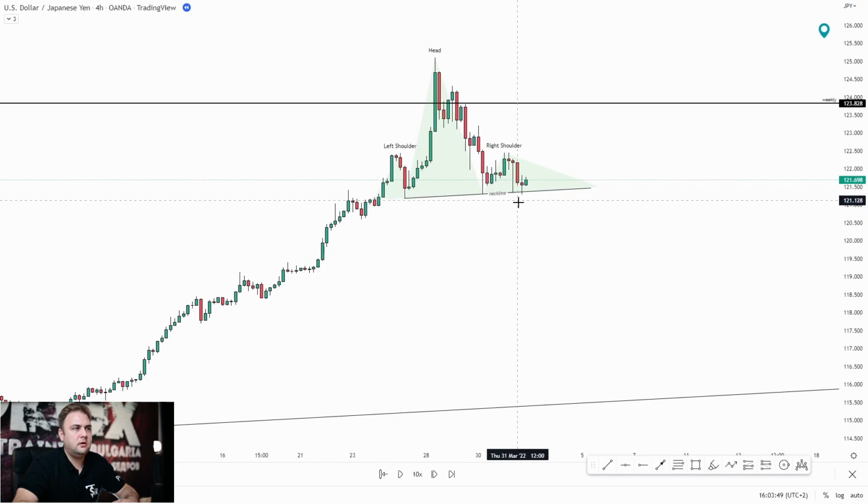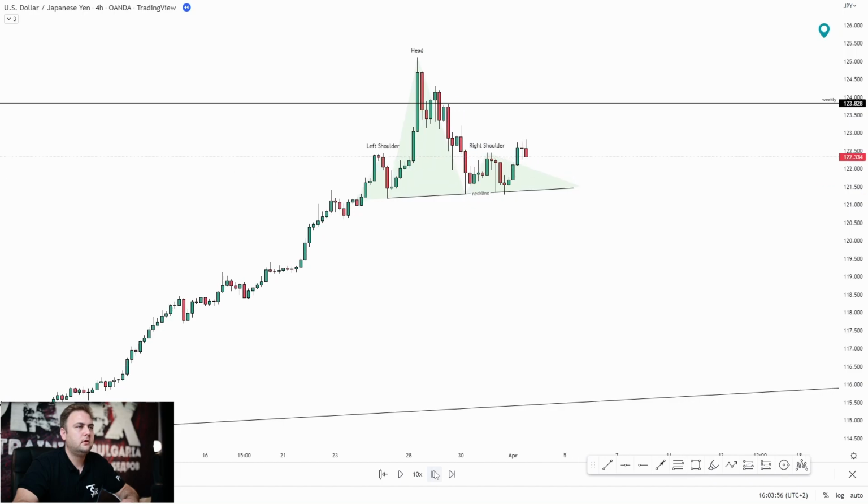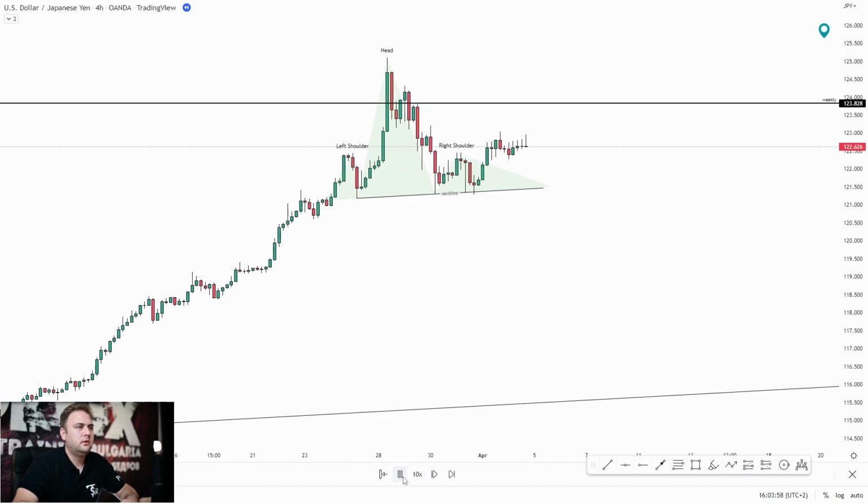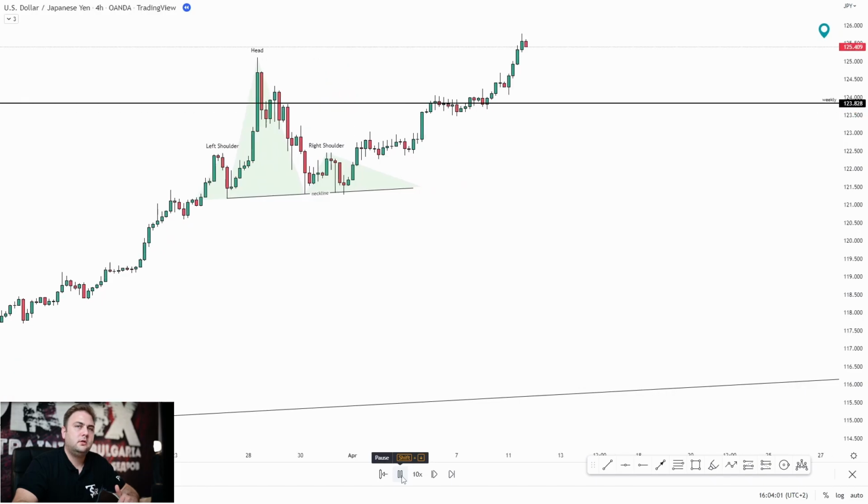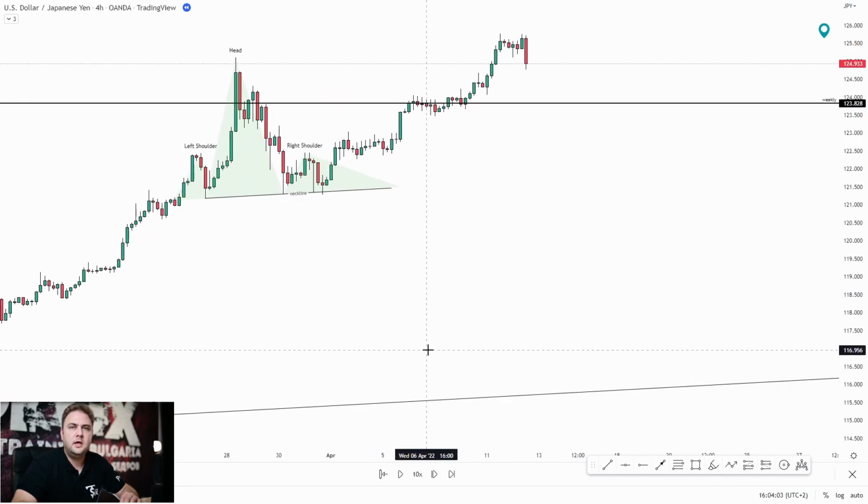As you can see here, it breaks the neckline, but the candle doesn't close below the neckline. And as you can see, the uptrend is continuing. So guys, remember, you must know the rules very well and follow them, because if the rules are not met, the pattern will not work.